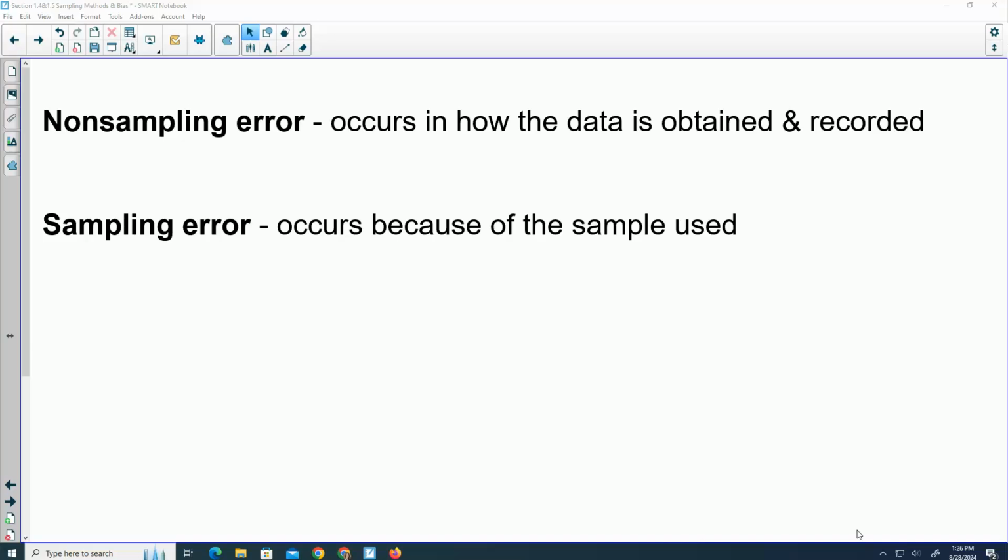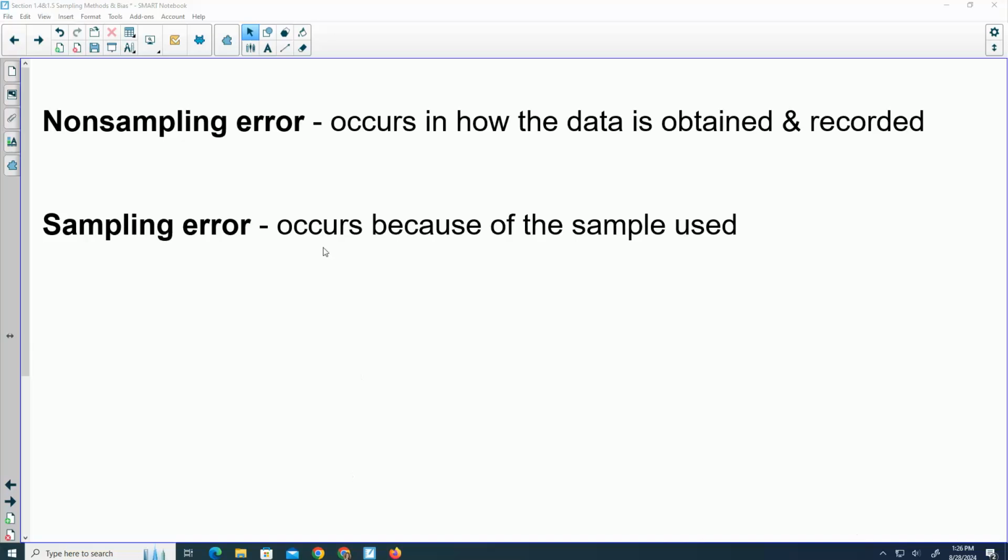So the group of people I ask are different than the entire population. So two different ways we could have error in the results we're getting. Any questions there?